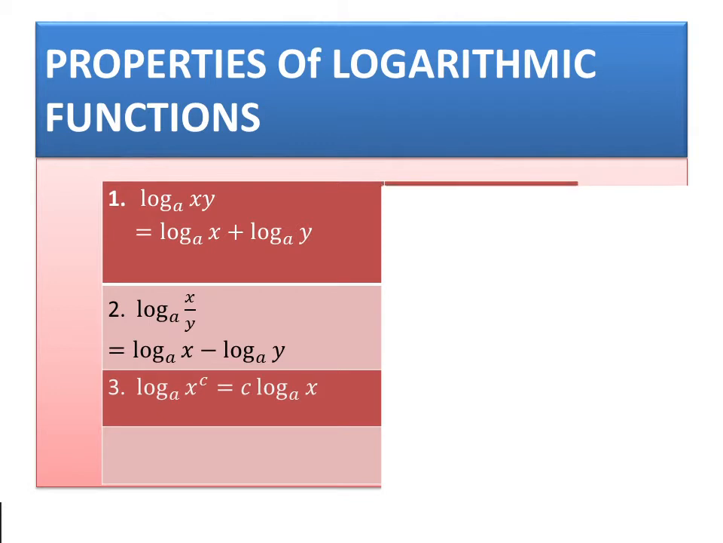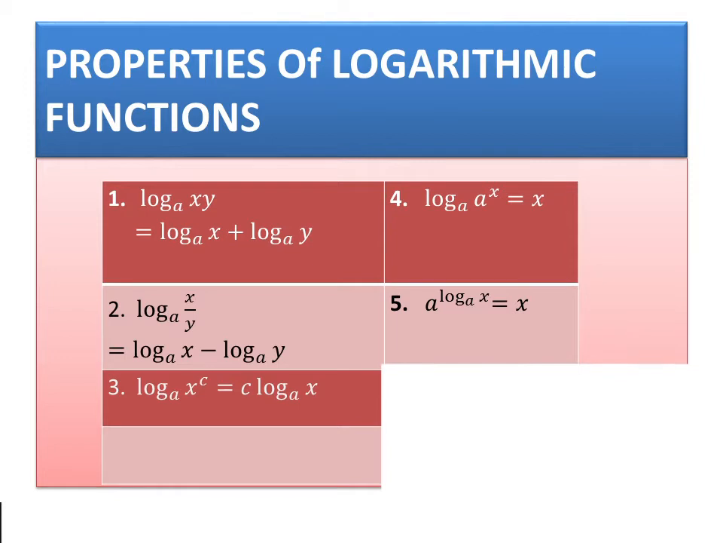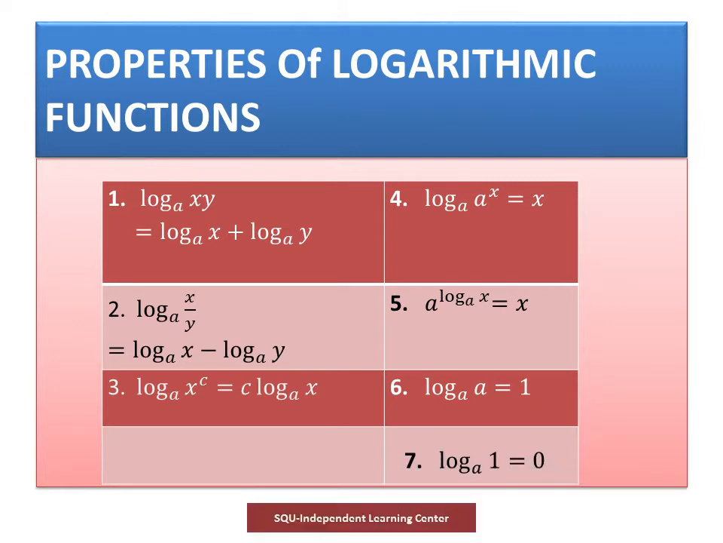Property number 4, log a power x to the base a is equal to x. Property number 5, a power log x to the base a is equal to x. Property number 6, log a to the base a is equal to 1. And property number 7, log 1 to the base a is 0.